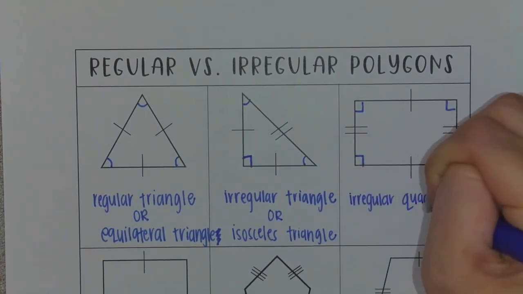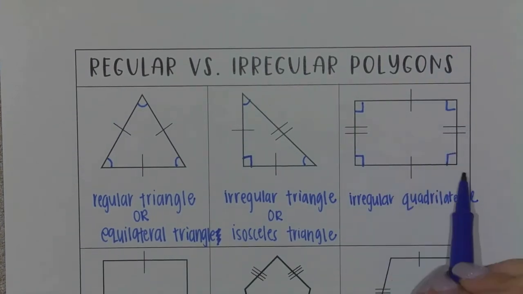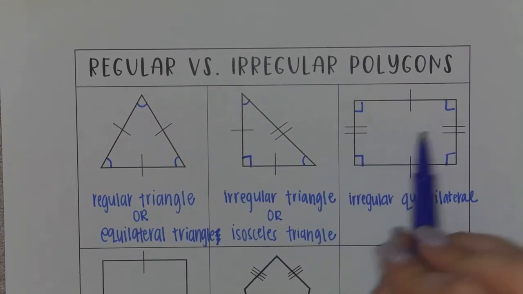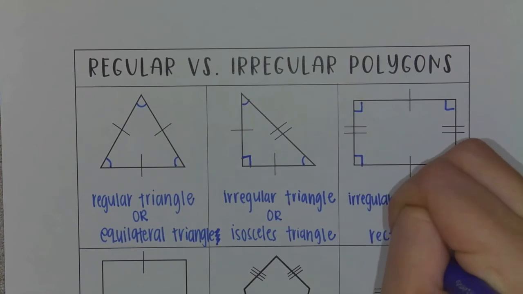But we can get more specific using our great fourth grade knowledge. I have opposite sides congruent, all four right angles. So this is also a rectangle.